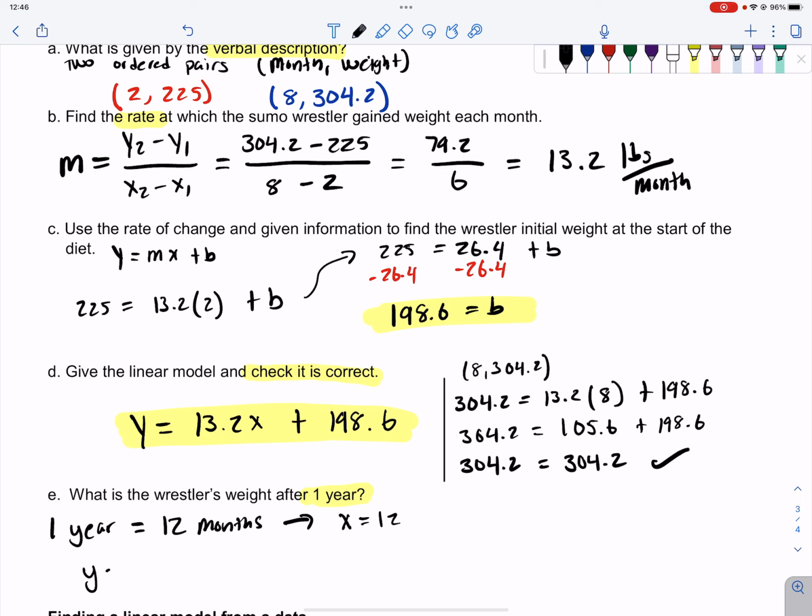So we have y equal to 13.2 times 12 plus 198.6. And when we evaluate this, you should get 357. And this is our y, which has a unit of pounds. So after a year, we'd expect his weight to be 357 pounds.